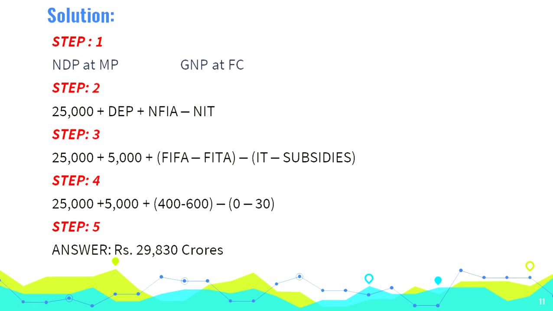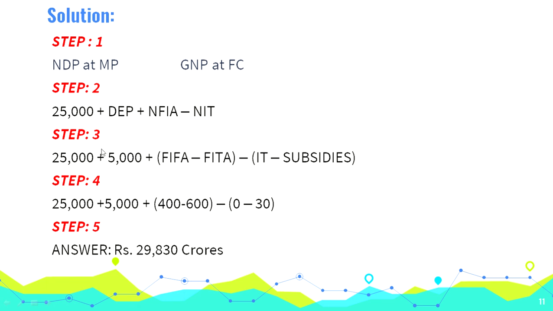You have to write the formula. 25,000, that is the value for NDP at MP. Now how will you write the formula? N to G is plus depreciation, D to N is plus NFIA, MP to FC is minus NIT. Same formula, we have changed the sign here because now from a narrow concept we are getting a broader concept. We are asked to calculate the broader concept. So instead of minus, we will use plus over there.